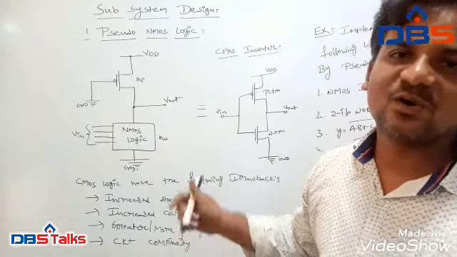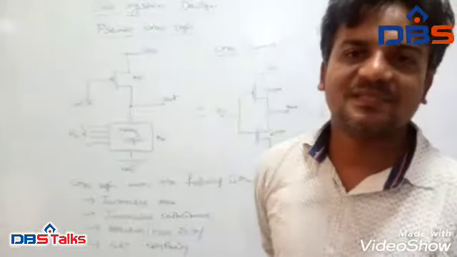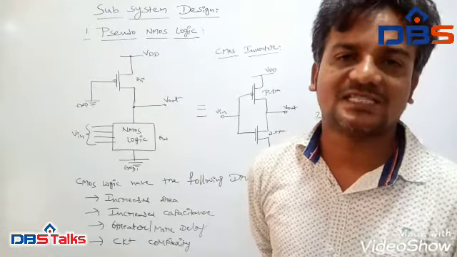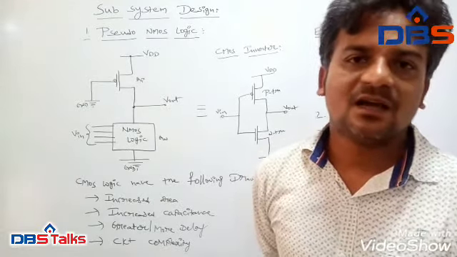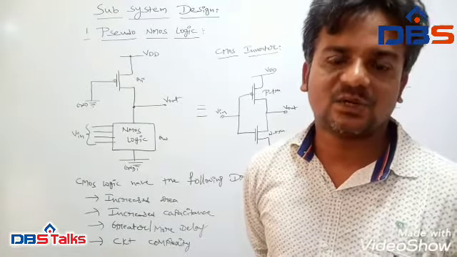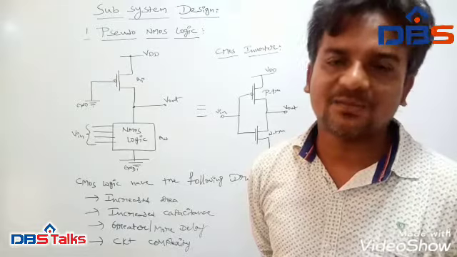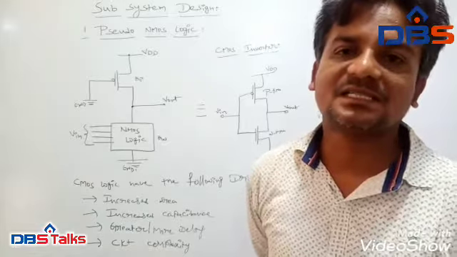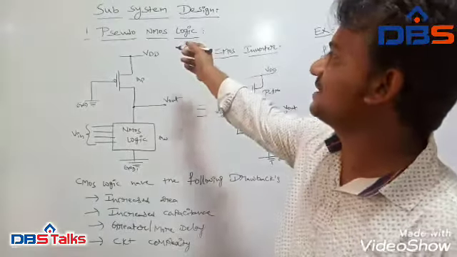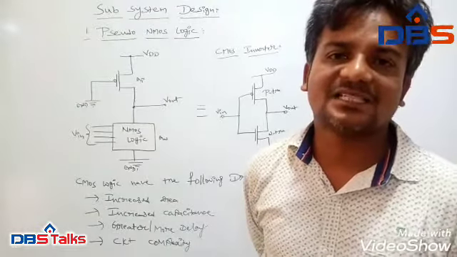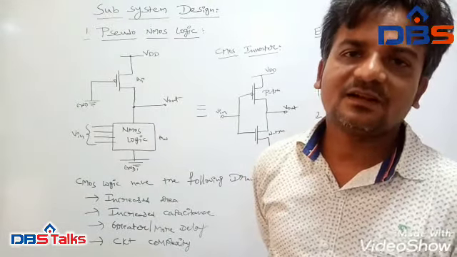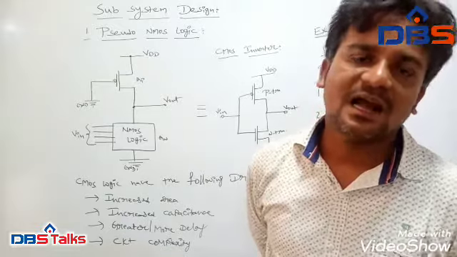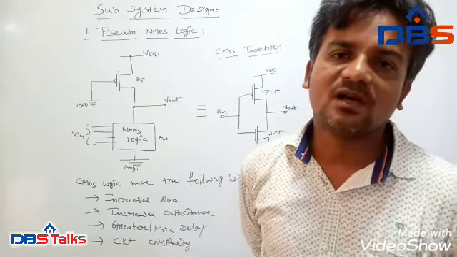In today's class we are going to discuss subsystem design. Already we have designed many systems by using different logic functionalities or methodologies. Those are NMOS circuits, PMOS circuits and CMOS circuits. In today's section, we will discuss different subsystem designs. The first is pseudo NMOS logic, the next is dynamic CMOS logic, another is domino CMOS logic, and the final one is clocked CMOS logic.